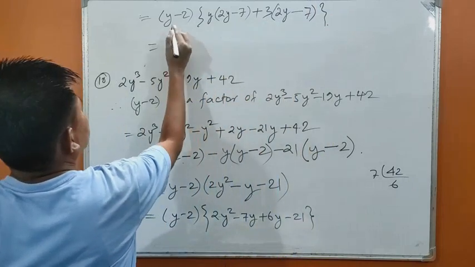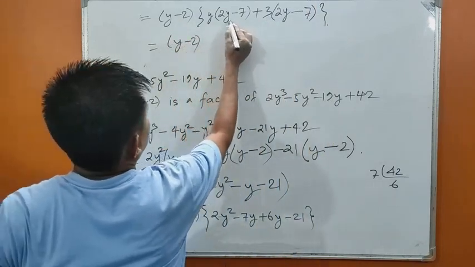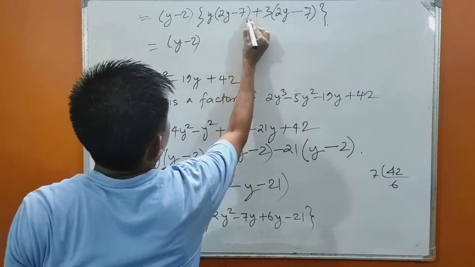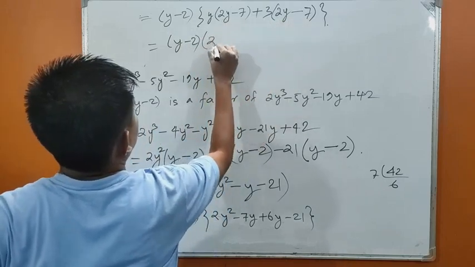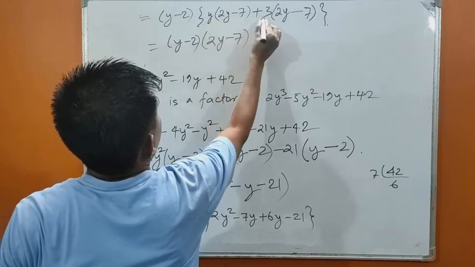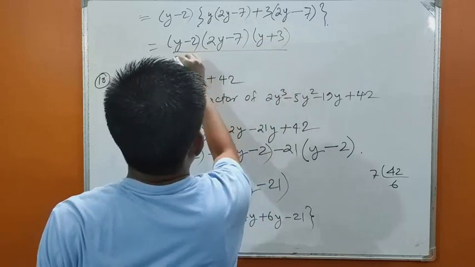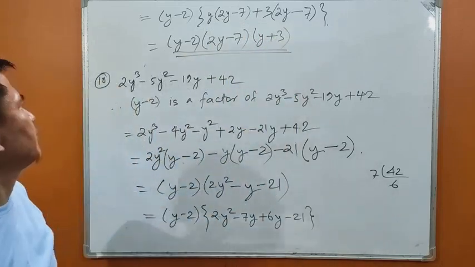So I have this y minus 2 and 2y minus 7 common, and within the bracket y plus 3. So this is the answer for the last question, question number 10.